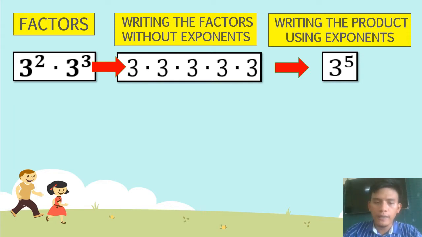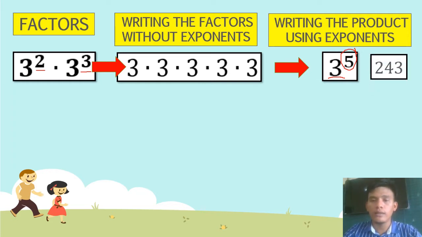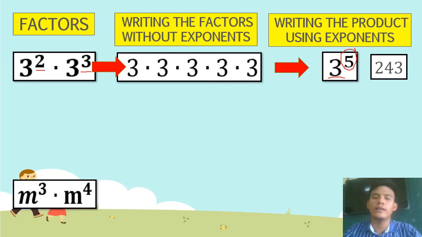Again, 2 plus 3 is equal to 5. Their bases are the same, that's why we can add the exponents. Or 3 exponent of 5, when you simplify that, that is 243. 3 times 3 times 3 times 3 times 3.